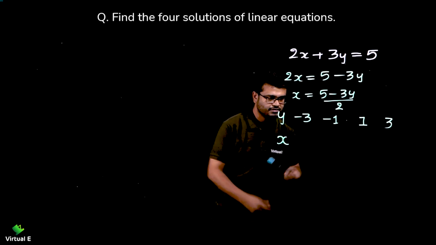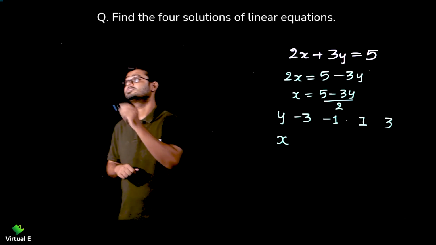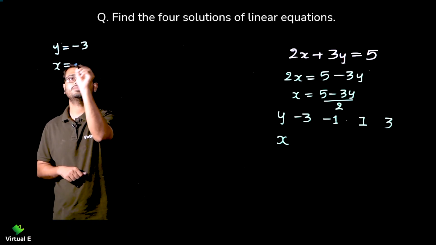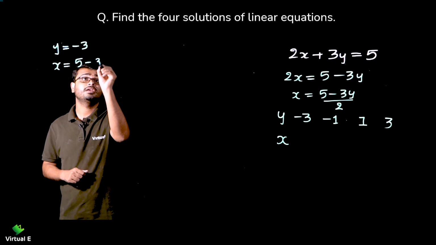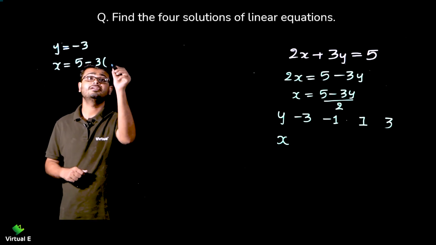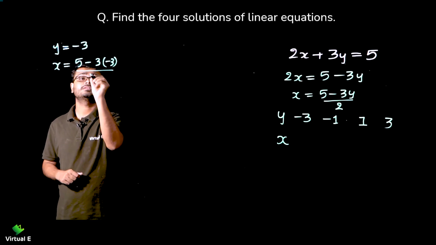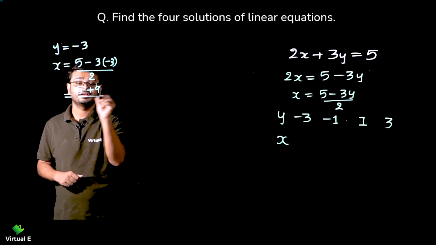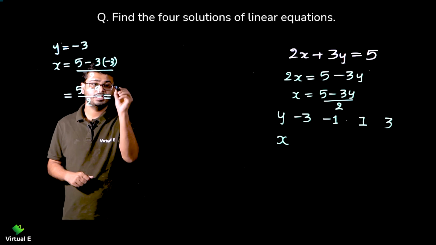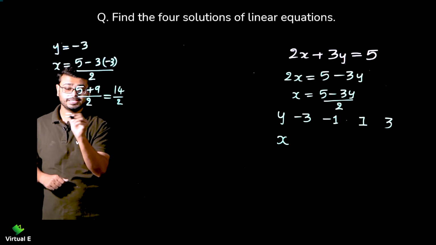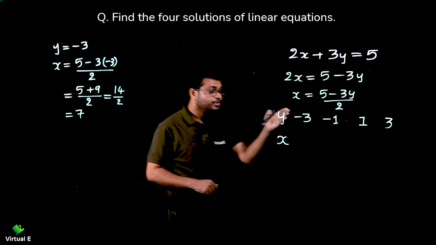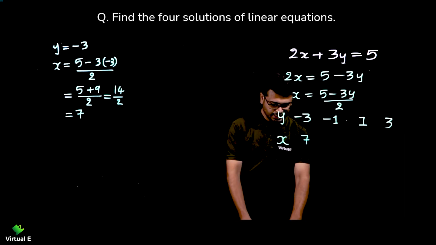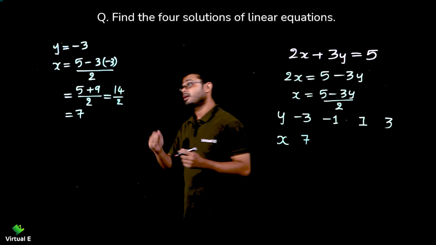So let's start. First, y is equal to minus 3. So x is equal to 5 minus 3 into, instead of y, what are we going to write? Minus 3, and the denominator will be 2. So 5 minus minus becomes plus, 9 and 5, that is 14. So 14 by 2, that is 7. See, I have substituted a whole number and I'm still getting a whole number. This is the beauty. You need to understand the logic. It will be very helpful while you plot the graph.